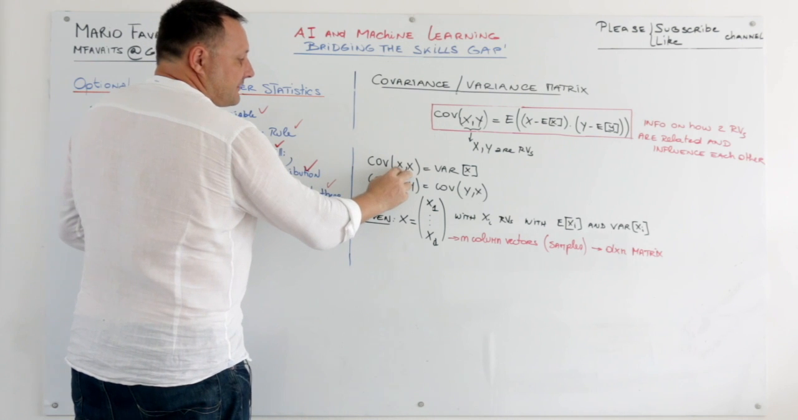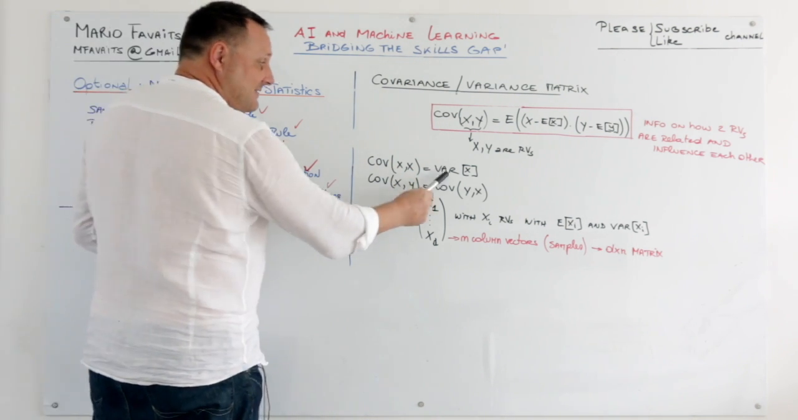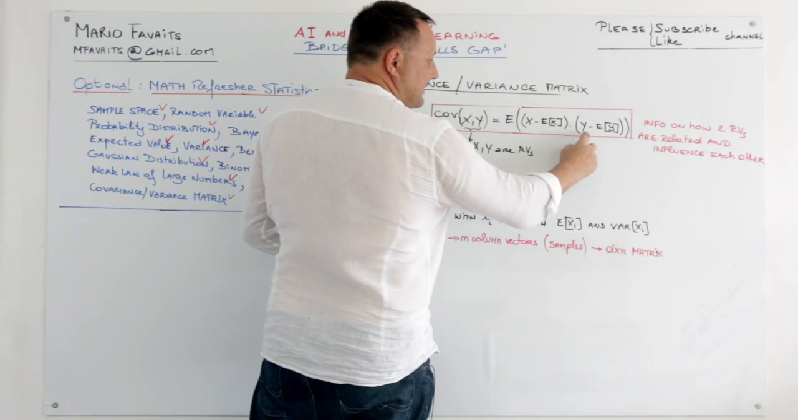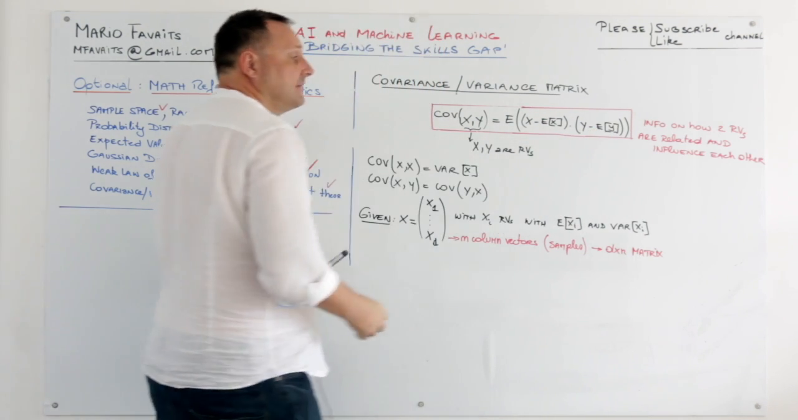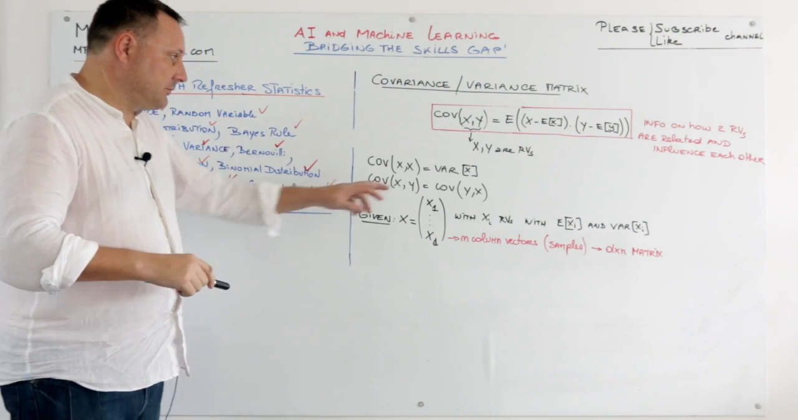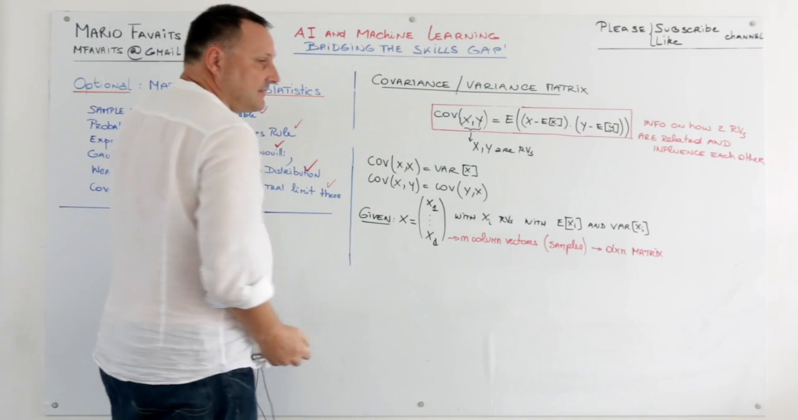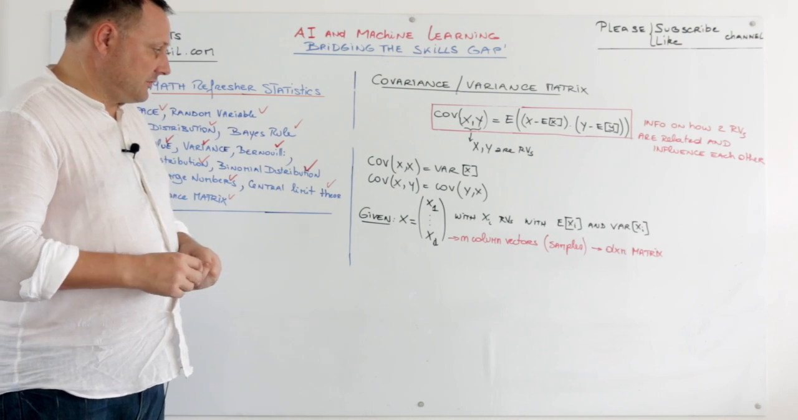The covariance of the random variable x with itself is the variance. That's quite obvious. If this is x minus E of x transpose, we have the formula of the variance. And the covariance is symmetric. So that's also important to know.